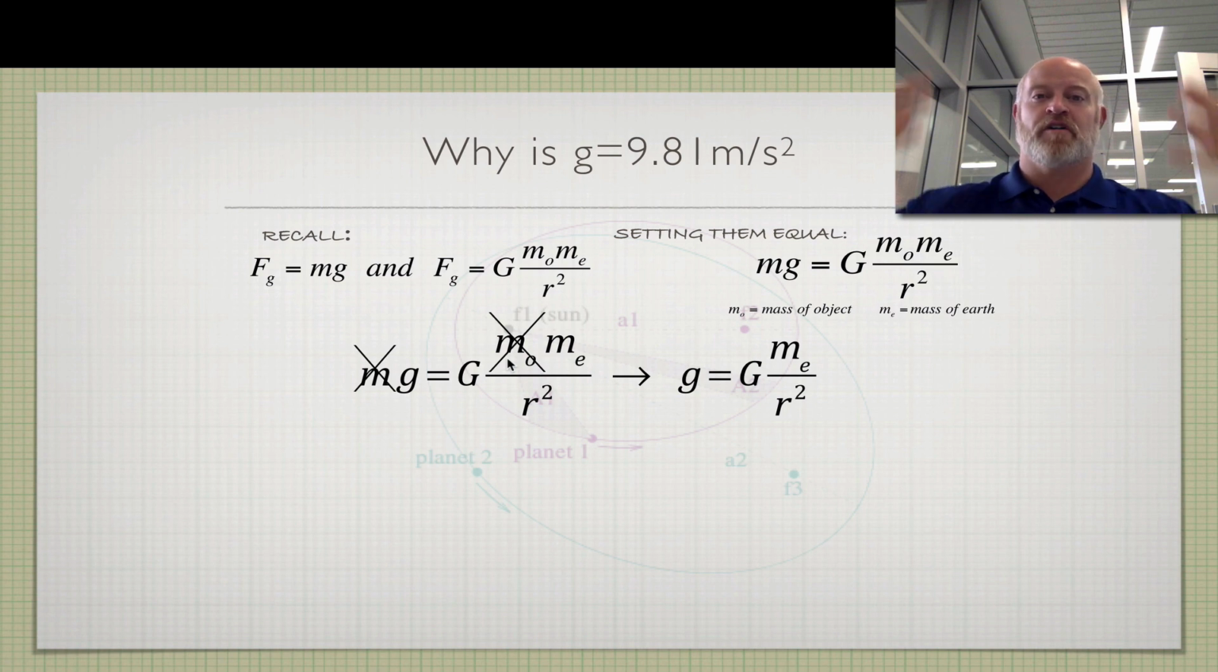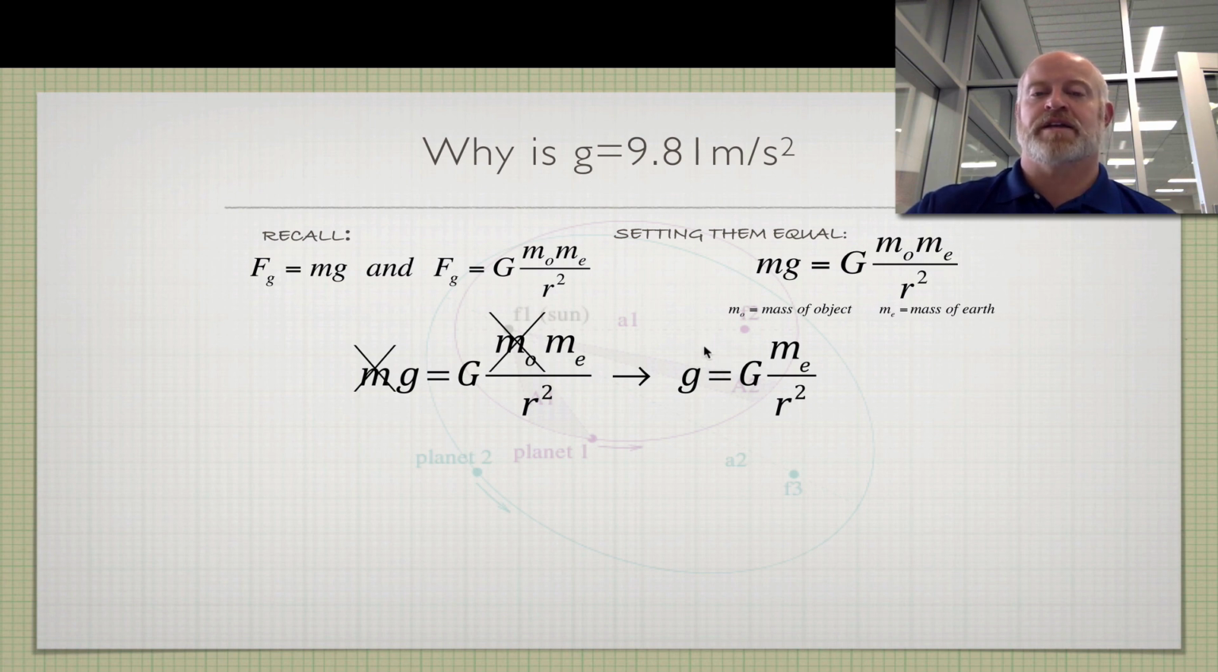Ignoring air resistance, they all fell at the same rate. Okay, we saw it. We experimented with it. We know it's true. Here's why. The reason why is if Newton's second law holds true, that force is mass times acceleration, and we know that the universal law holds true, mass is in both sides of this equation, so we can cancel it out.